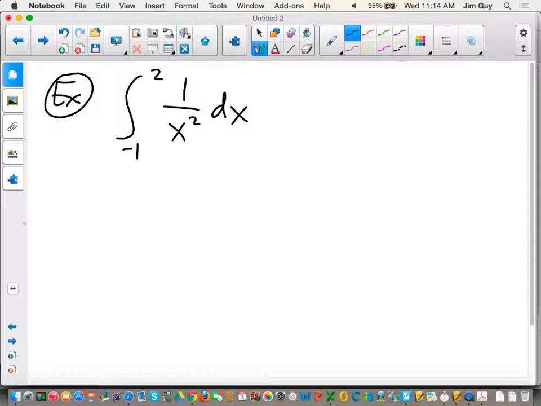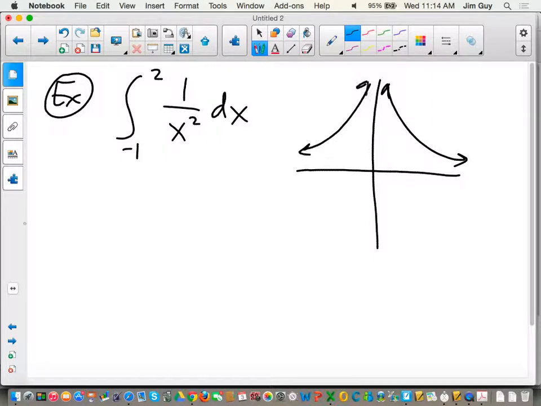What's the problem here? You can go from 0. Split up the integral. Oh my gosh, they can really trick you with these. Look at this. Negative 1 to 2.